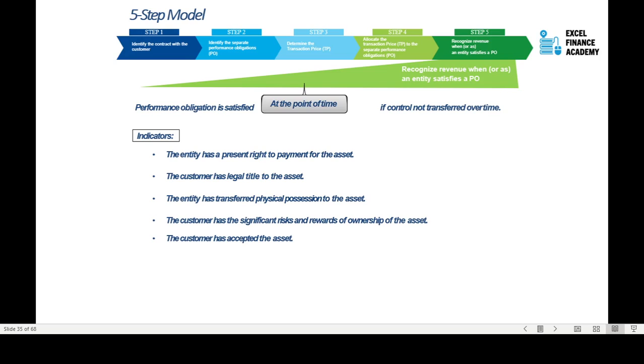If these are the conditions, then the performance obligation is satisfied at the point of time whenever it happens. Whenever the entity gets the right to payment, the customer gets the legal title, the customer gets the possession, and the customer has accepted the asset, then only the performance obligation would be satisfied, and then only the entity would be able to recognize its revenue.